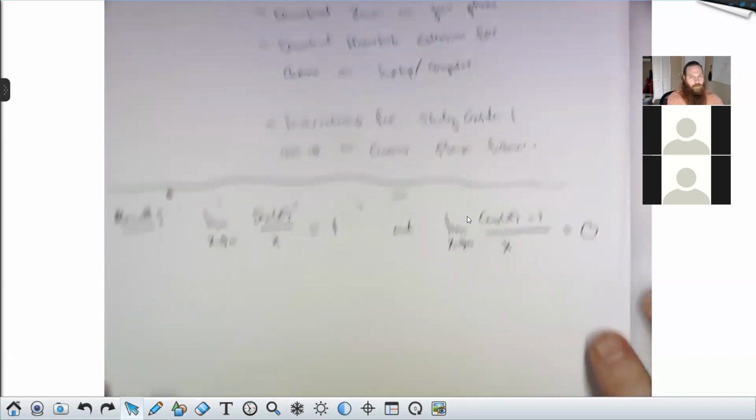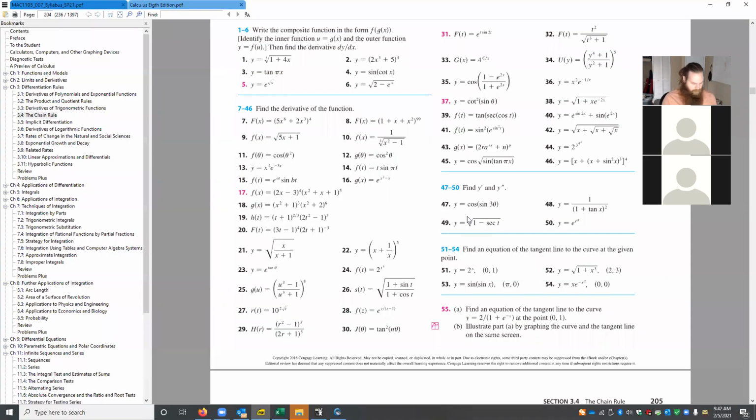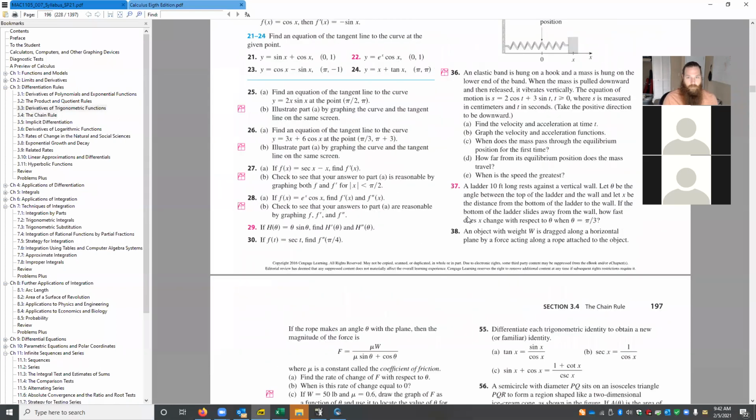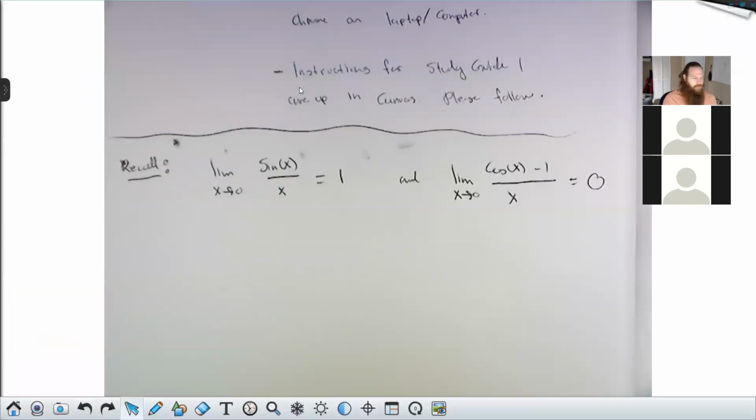And there are some problems in your homework for this week that have you working with limits that look a little bit like these, like the ones you saw here. I want to look at just one or two problems of this nature to show you how these can be done nicely. I'll take number 39 here to start: sine 5x over 3x as x goes to 0.